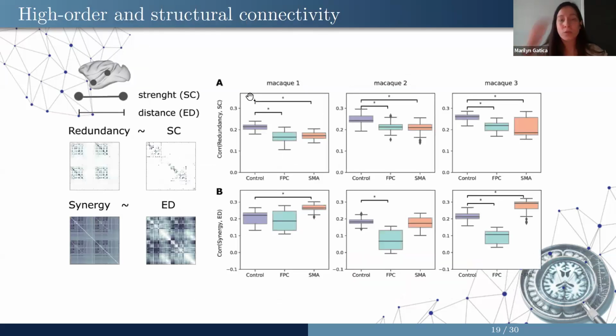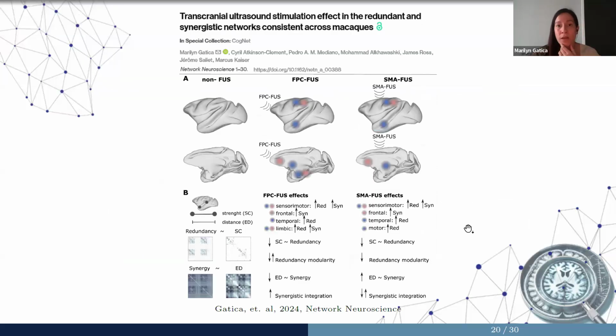And also, just to mention briefly, we did some analysis in order to show previous research by Andrea Lupi, showing that redundancy is more related to the structural connectivity, and synergy also to the distance, and also how they are changing after you do the stimulation, and they are differentiated depending on the stimulated target. So if you would like to have a look at more about this result, this is the paper. And here we are showing the different effect when you are stimulating in the frontal polar cortex or the supplementary motor area, and also the different characterization and correlation with the structural connectivity and the Euclidean distance.